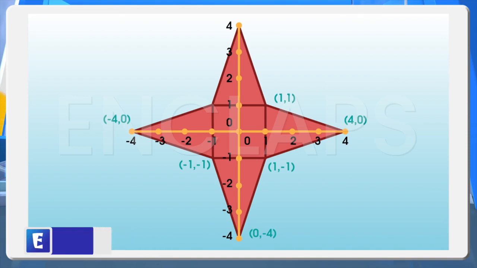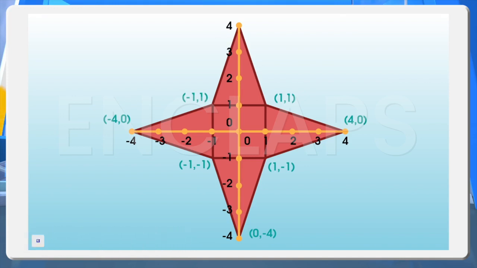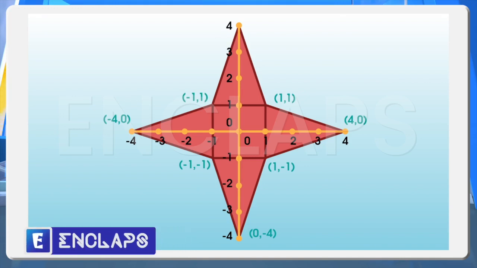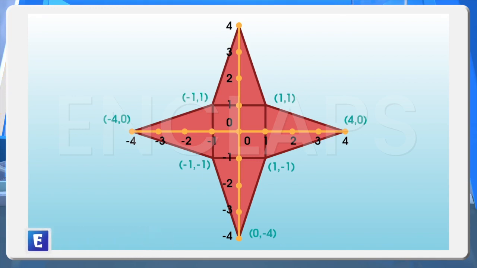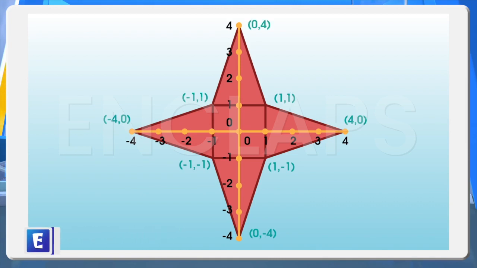What is the number pair in the upper left corner of the square? How many centimeters far from the center? 1 centimeter, right? Since the distance to the left is negative, -1, how many centimeters above it? 1 centimeter. Then the number pair is -1, 1. Finally, let's examine the top corner of the picture. It does not move from center to left or right and it is 4 centimeters upwards. Hence, the number pair is 0, 4.